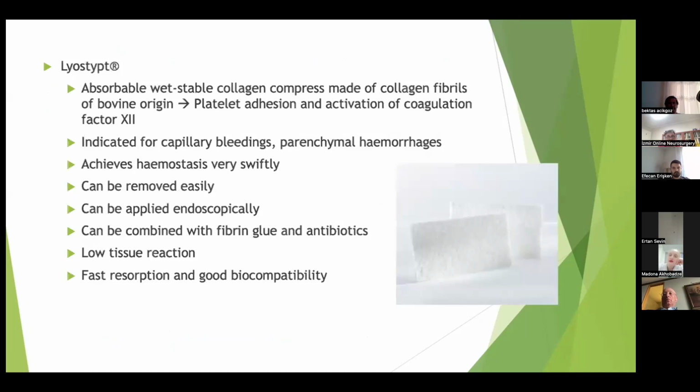Now comes Lyostypt. Lyostypt comes as sheets, as you can see here, and it is an absorbable wet-stable collagen compress made of collagen fibrils of bovine origin, and it promotes platelet adhesion and activation of coagulation factor 12. It is indicated for capillary bleeding and parenchymal hemorrhages. It achieves hemostasis very swiftly.